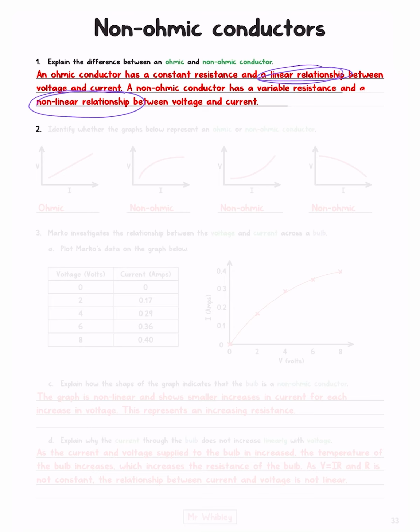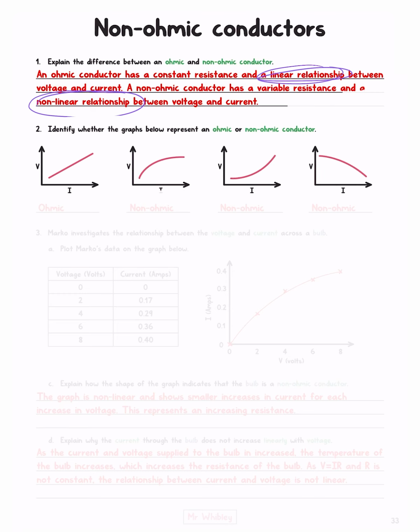Question 2. Identify whether the graphs below represent an ohmic or non-ohmic conductor. Looking at our four relationships, ohmic conductors are where we have a linear relationship, and so our first one is ohmic, and our next three are curves, meaning that they are non-linear relationships, and so they must all be non-ohmic.